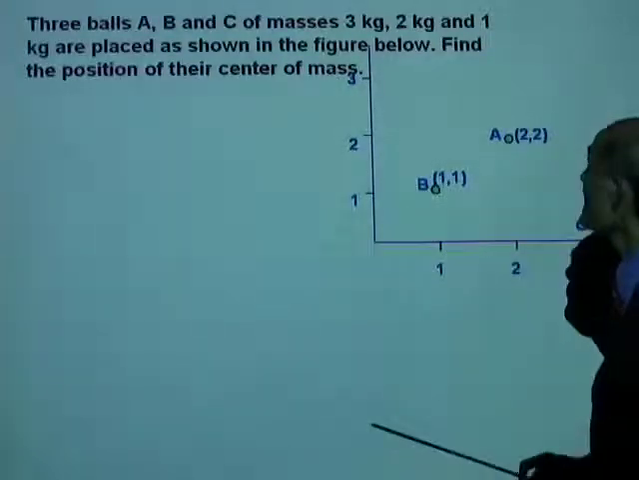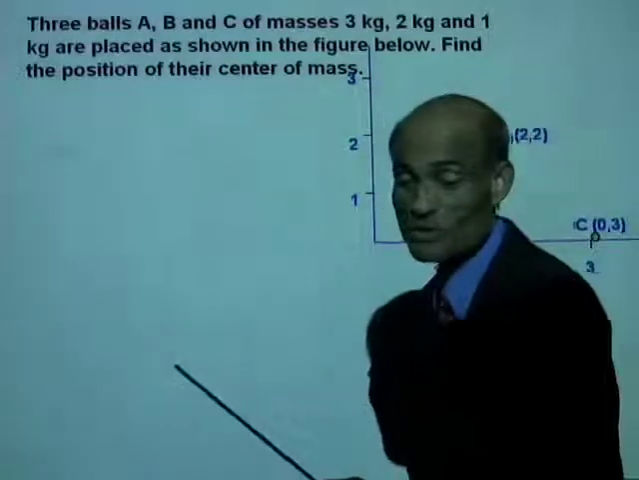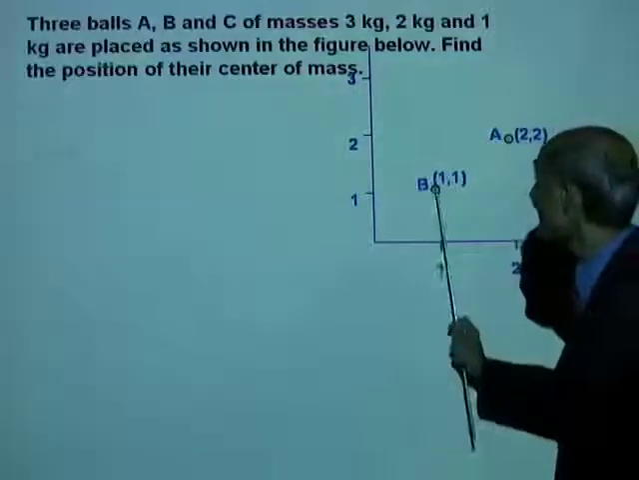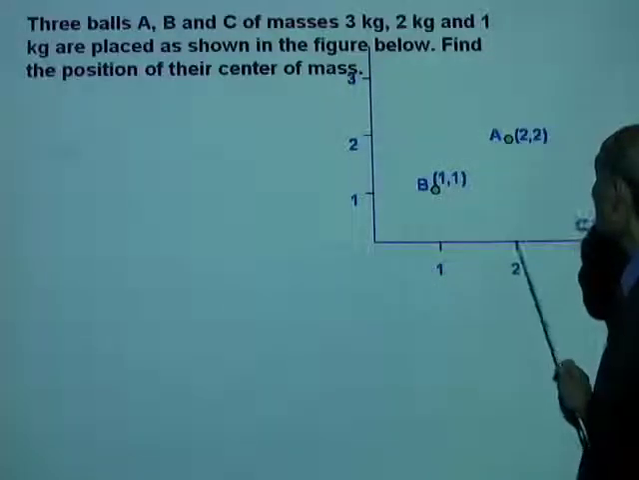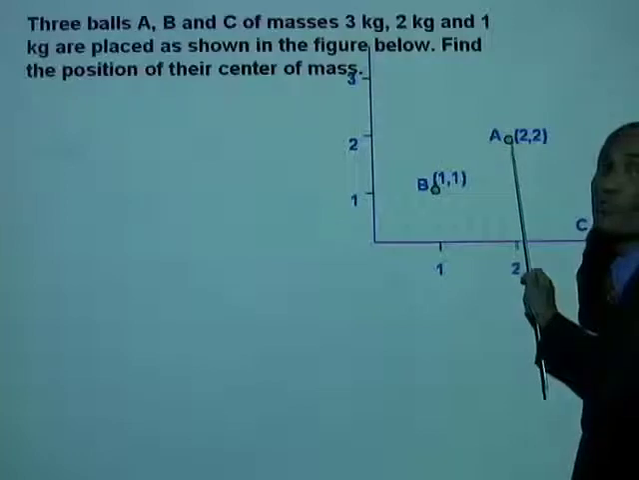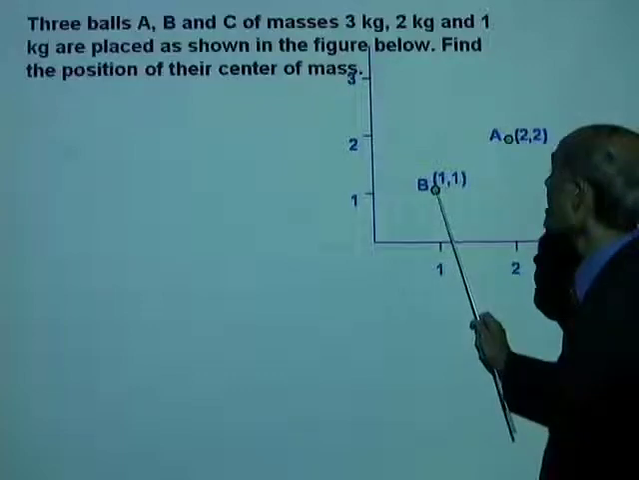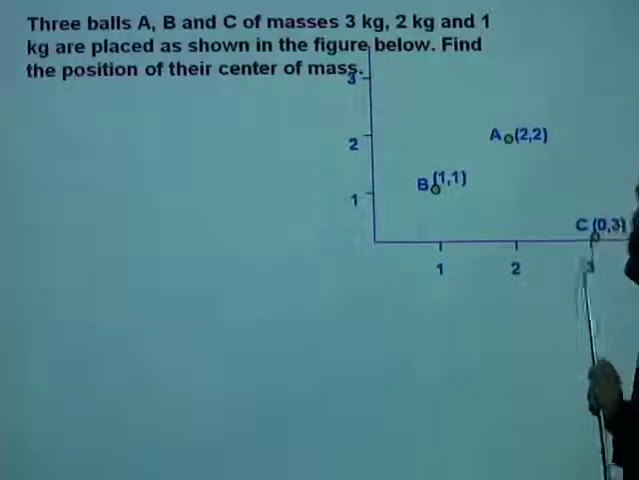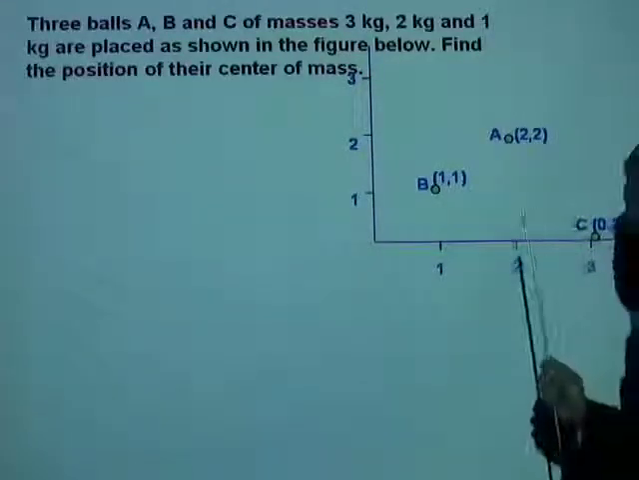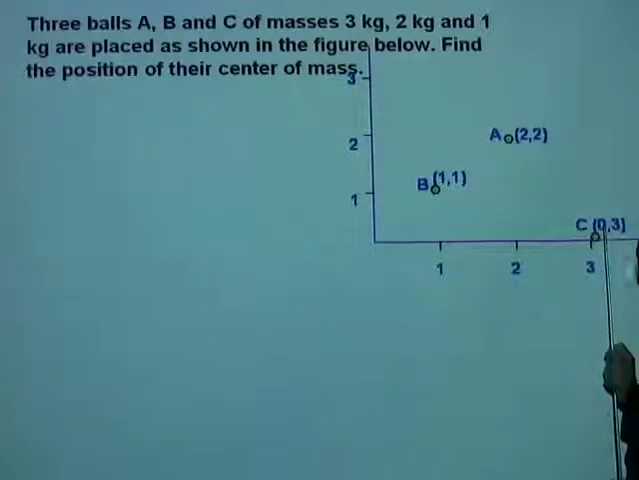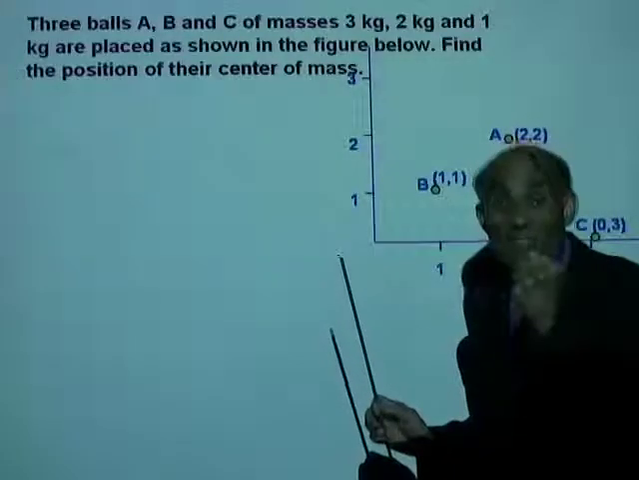We will now need to find the center of mass of these 3 objects. Each object has an x position and a y position. Object A has x position equal to 2, y position also equal to 2. Object B has x position equal to 1, y position also equal to 1. Object C has x position equal to 3 and y position equal to 0. I hope you made that correction.